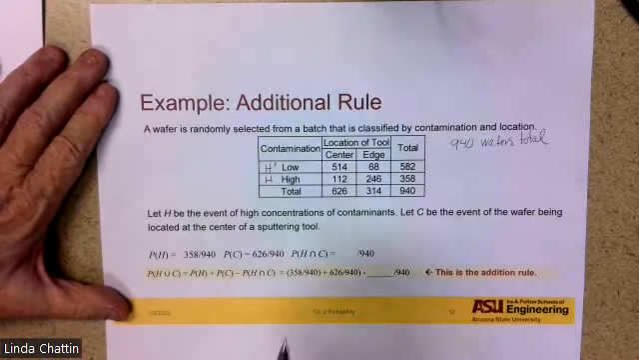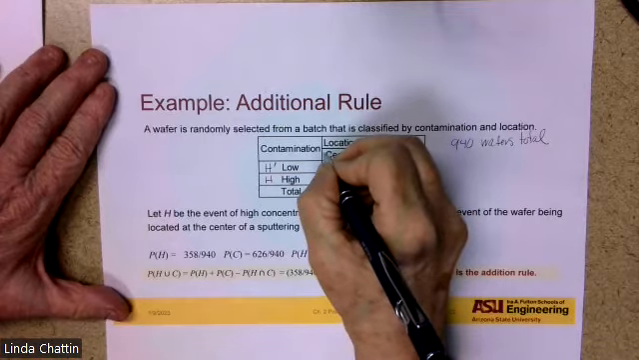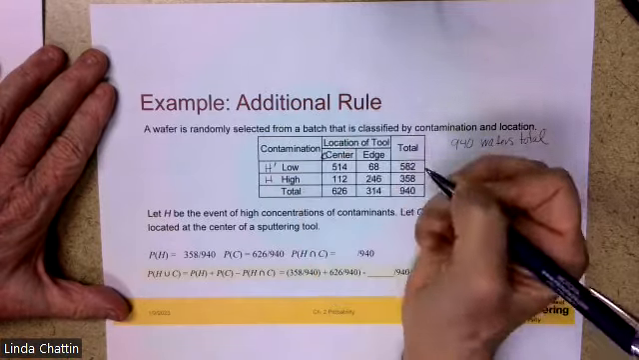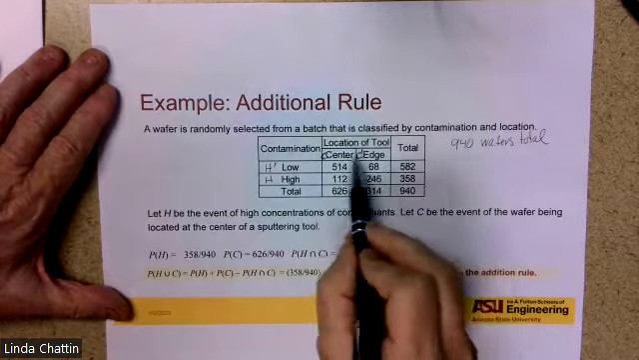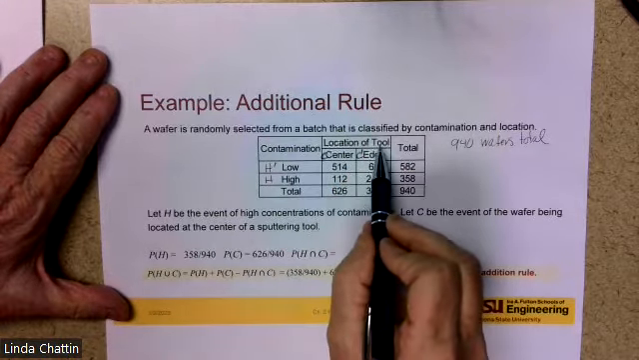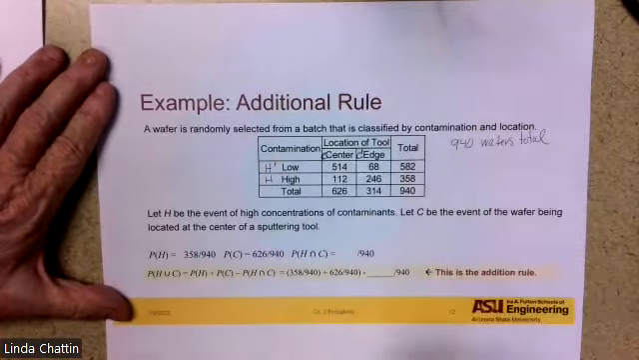The same thing goes for the location of the tool. We could call this the letter C for center, and if it was on the edge, we could call it C prime. That's only because we have just two outcomes in terms of the location of the tool. Same thing with contamination: we have only the categories of low and high.